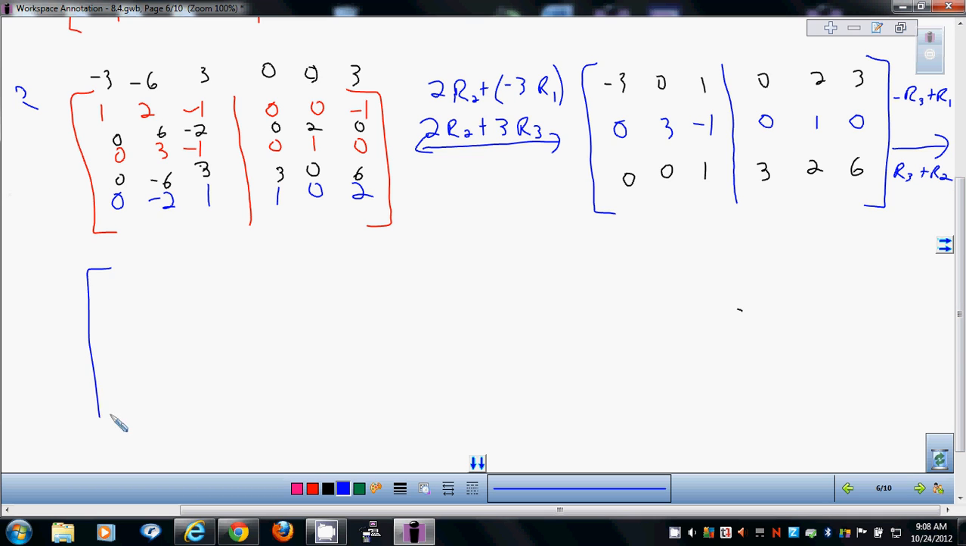Here we go. What's the only row that's not changing? Row 3. So 0, 0, 1, 3, 2, 6. Negative row 3, I will write here at the top. 0, 0, -1, -3, -2, -6. Adding that to the top row, you get -3.